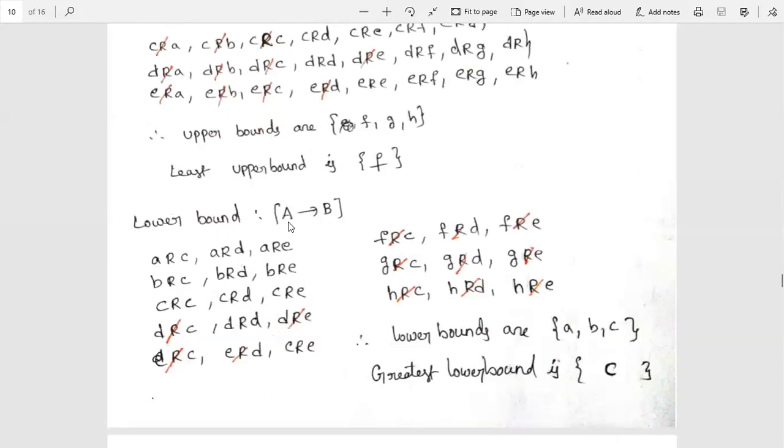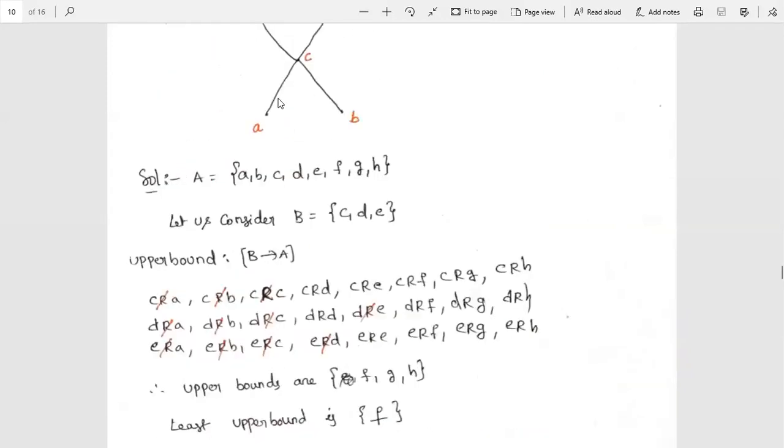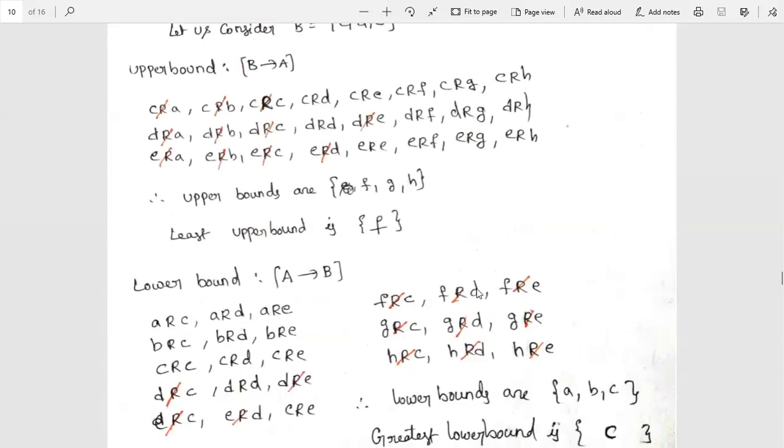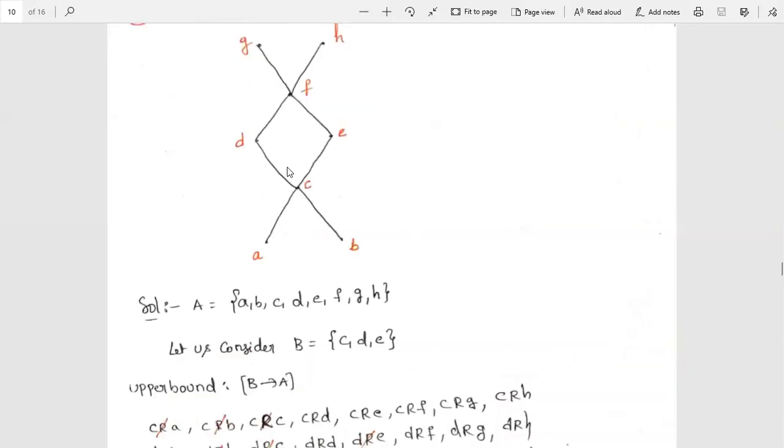In lower bound we have to compare A elements with B. A is related to C, B is related to C, C is related to itself, and D and E are not related to C. F is not related to C, D, or E. Similarly, G is not related to C, D, or E, and H is not related to C, D, or E.